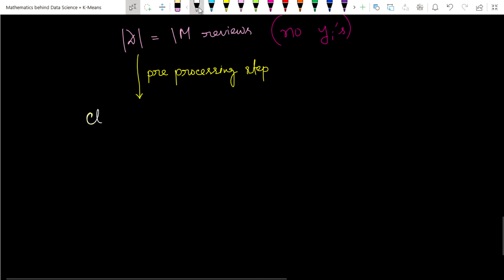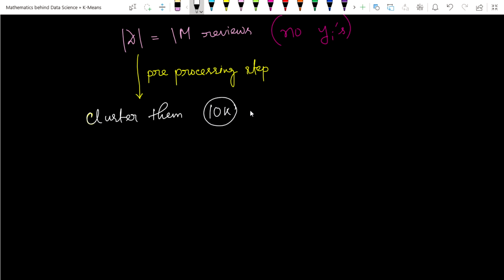In the third step, we have to cluster them. Suppose we have the 1 million data points. Now we are going to cluster them into, suppose, 10K groups, simply by using the word similarity concept.